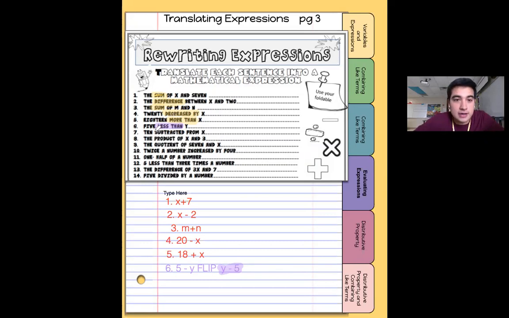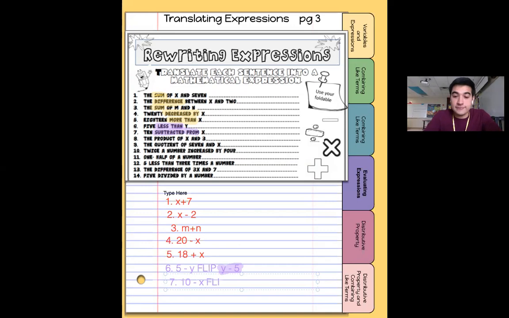Subtracted from is another flip word or flip phrase. It's not normal, it's not like the rest of them. So what we need to do is, let me write 7 down here. So we would normally think subtracted from means subtracted, right? So we would normally write 10 minus x, right?